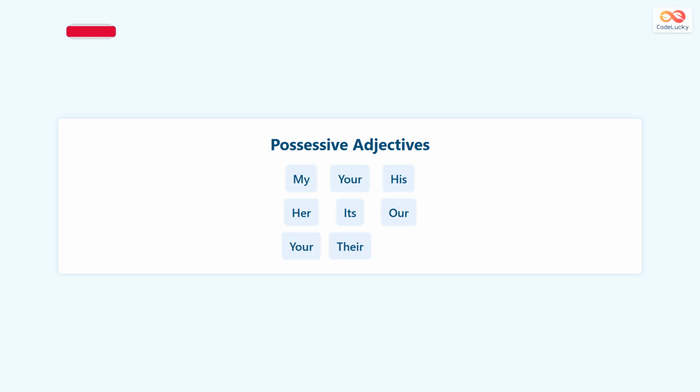Here is a list of the common possessive adjectives in English: my, your, his, her, its, our, your, and their. These words come before a noun to show to whom the noun belongs. Remember, possessive adjectives describe the noun and cannot be used without the noun.